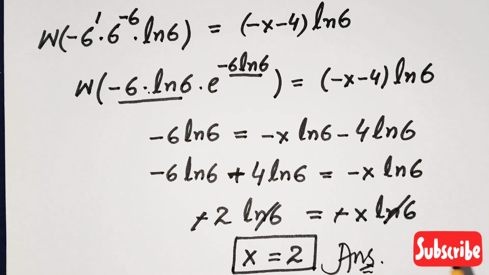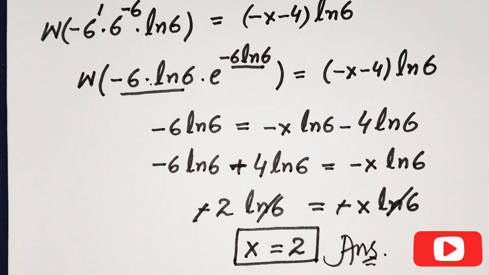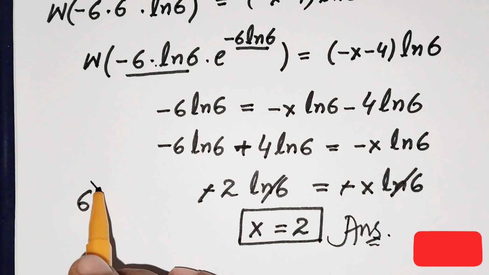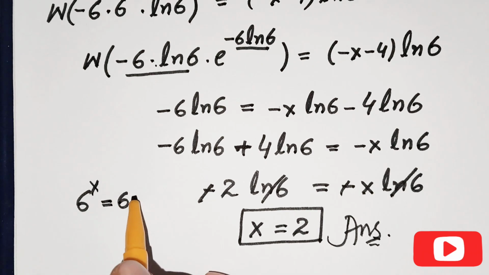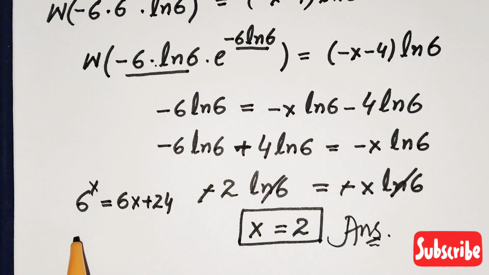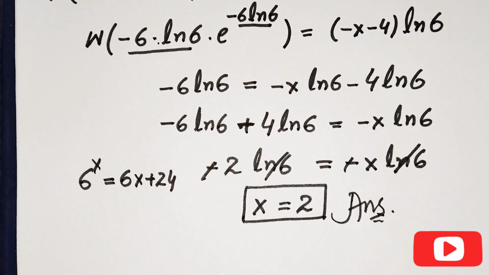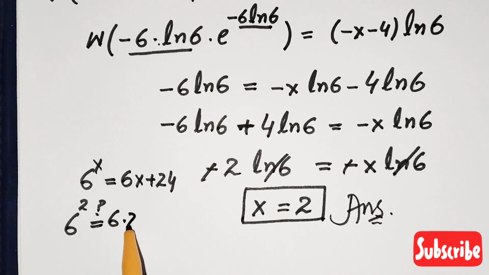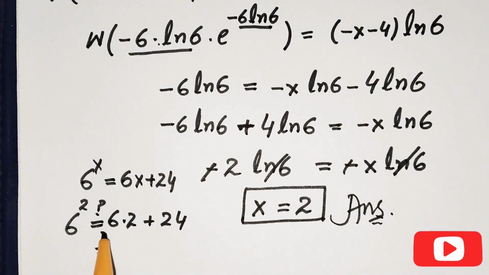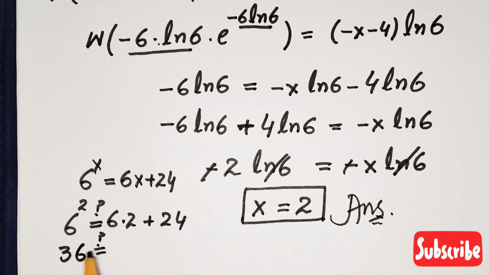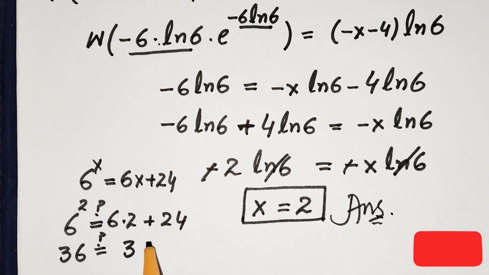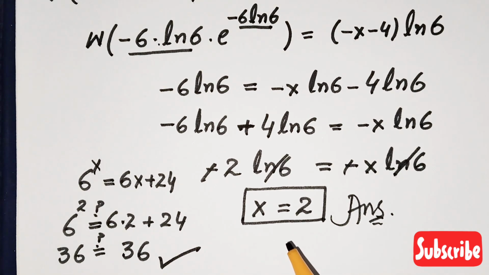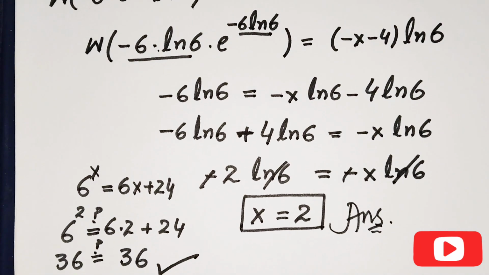So if we are going to check our value of x here, so we just recall our problem, that our problem is actually 6 to the power x is equal to 6 times x plus 24. So if we put value of x here, then we get 6 to the power 2 and 6 times 2 plus 24. Here 6 square is equal to 36 and 6 times 2 is 12 plus 24 is equal to 36. So left hand side is equal to right hand side, hence our value of x, which is equal to 2, it is true for this problem.